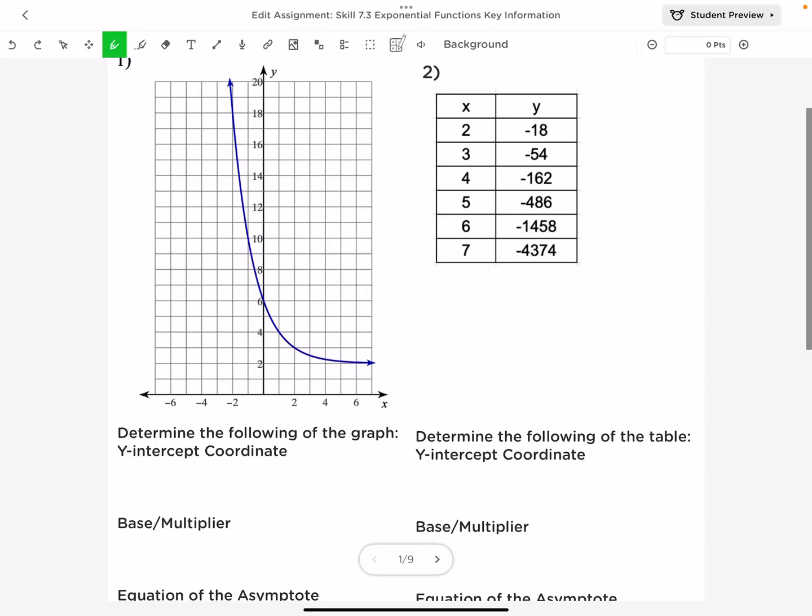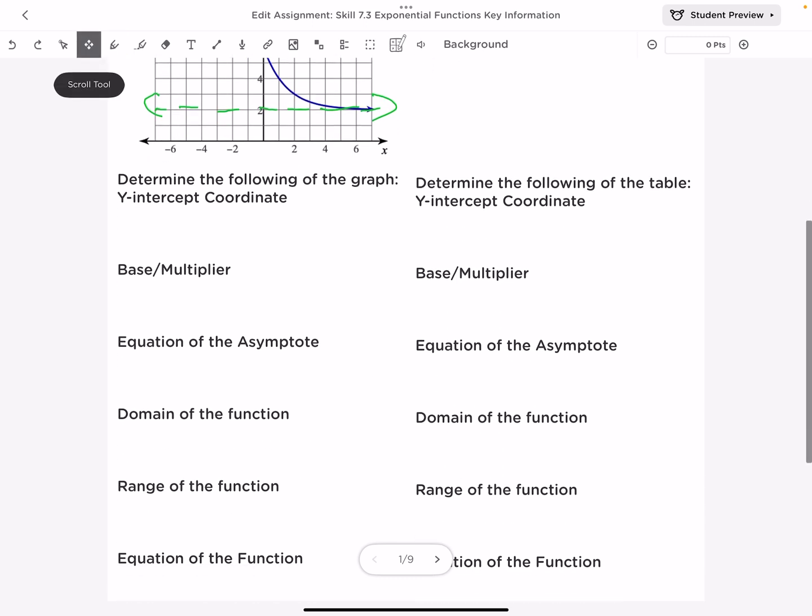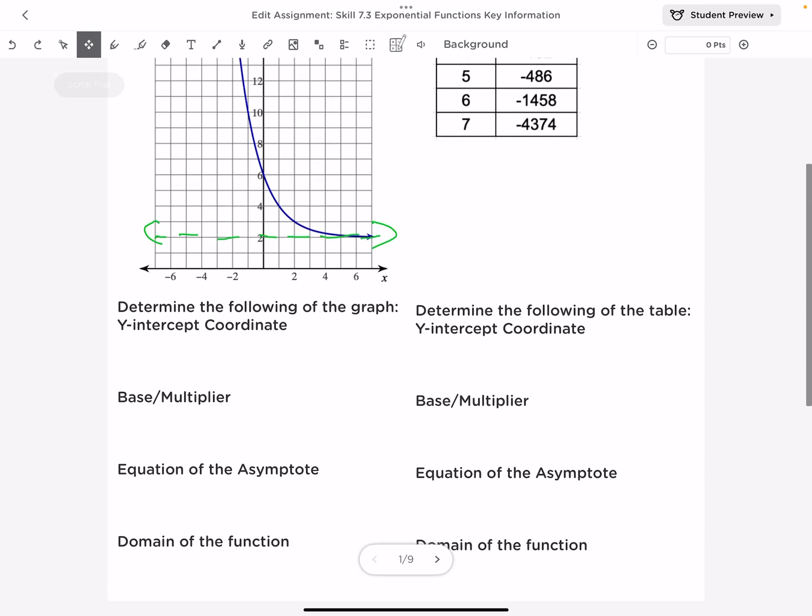Okay, so for problem number 1, we need to find a bunch of key information. Now, the first thing I like to do is identify the asymptote. So in this case, my asymptote is at 2, like that. And if I go down here and it says the equation of the asymptote, it's just a horizontal line at 2, so I can write y is equal to 2.